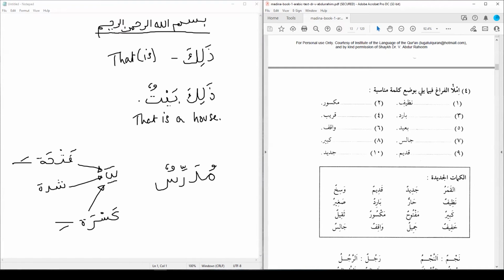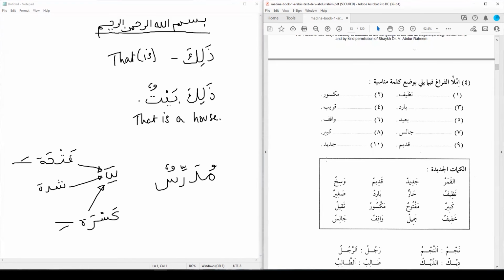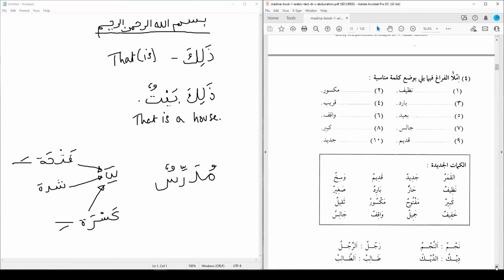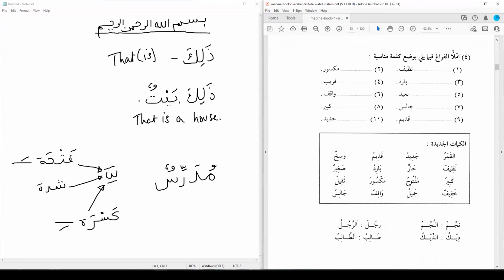Both are acceptable answers. And in this box, we have al-kalimatul jadida, the new words that we have learned in today's lesson. All of these have been mentioned, the meaning of these have been mentioned previously as we read along in the lesson. And then here again, you have the rule highlighted for you, the rule that we've learned today about indefinite words and definite words. Najmun, a star, and an-najmu, the star. Rajulun, a man, ar-rajulu, the man. Deekun, a rooster, ad-deeku, the rooster. Talibun, a student, at-talibu, the student.